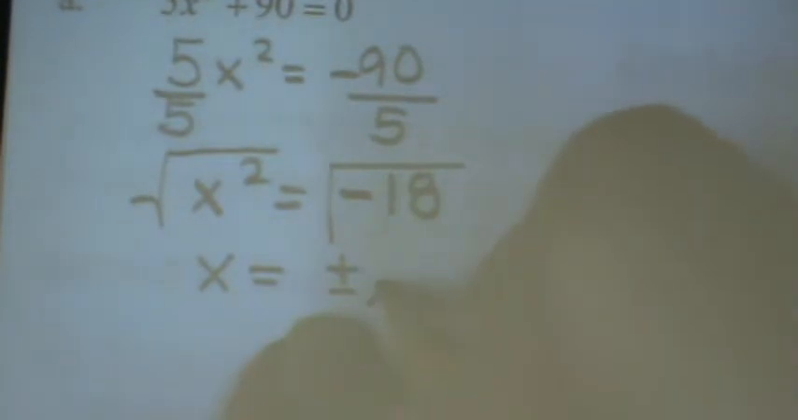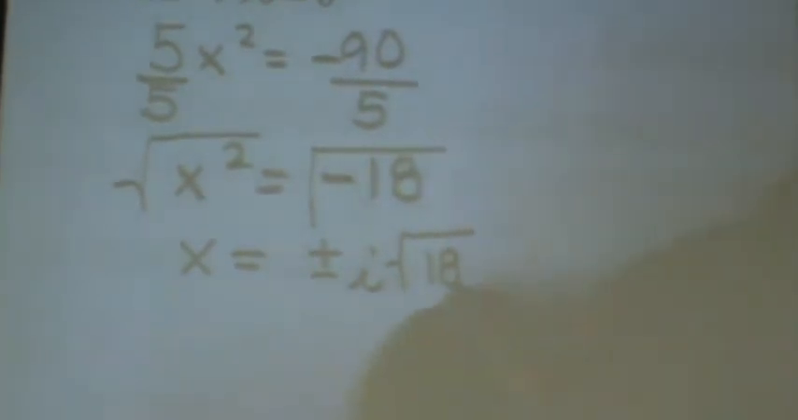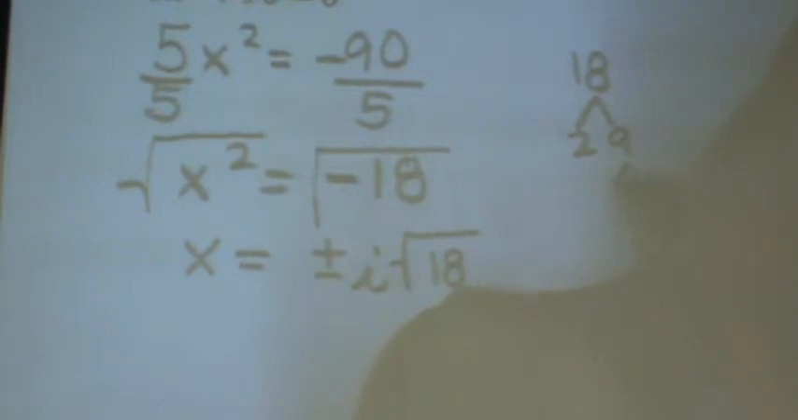You're gonna have an i, so that's one thing you should know now. Now, what do you do with 18? 2 and 9, down to 3. So 3 and square root of 2. So what's your answer? 3i square root of 2.